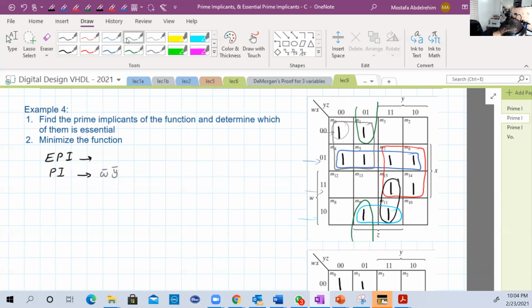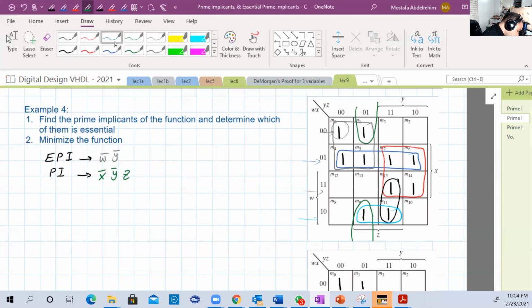Now the green. The green is not essential because it has two ones, one of them with the cyan, one of them with the gray. Oh, I'm sorry. So the gray is essential. Let's write them. Okay, the green is not essential because it has two ones, one of them with the cyan, one of them with the gray. So the green is W is changing, X bar is not changing, Y bar is not changing, and Z is not changing.